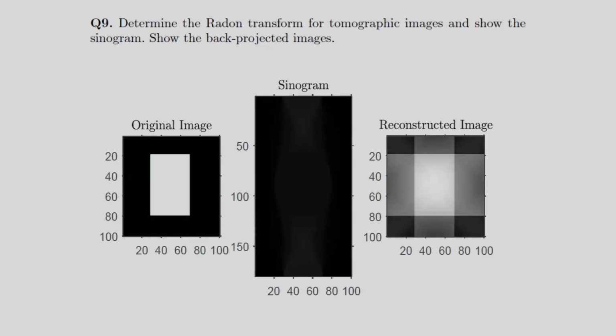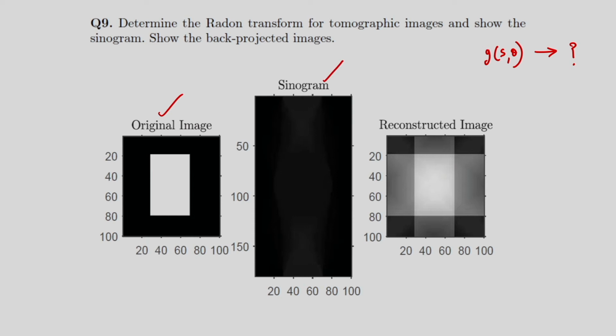Next one is question number 9. Determine the radon transform for tomographic images and show the sinogram. Show the back projected images. Suppose I consider the original image, I can determine g(s, theta), which is nothing but the radon transform of the input image. So that I have to determine g(s, theta). And g(s, theta) can be represented as an image, and that is called the sinogram.